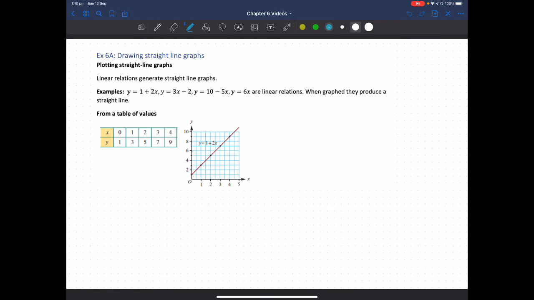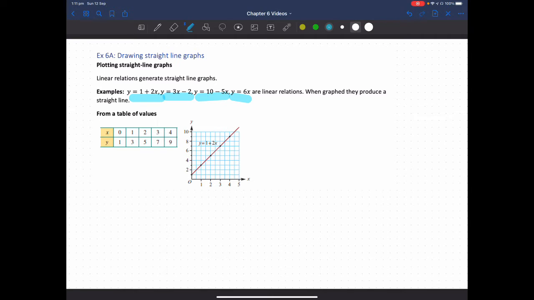We're going to be considering plotting straight line or linear graphs. All linear graphs are straight lines. There are some examples for you: y equals 1 plus 2x, y equals 3x minus 2, y equals 10 minus 5x, y equals 6x.